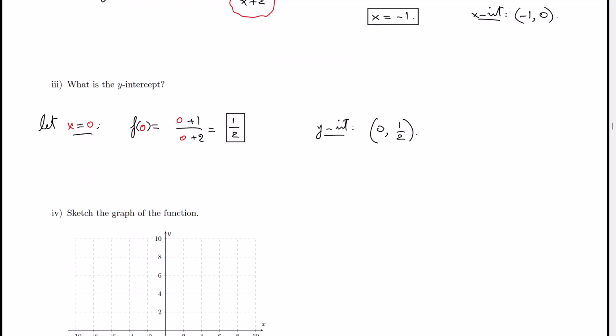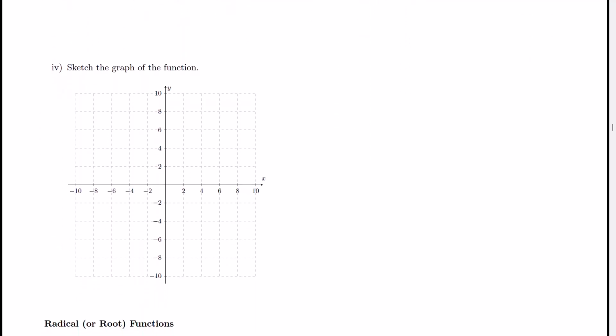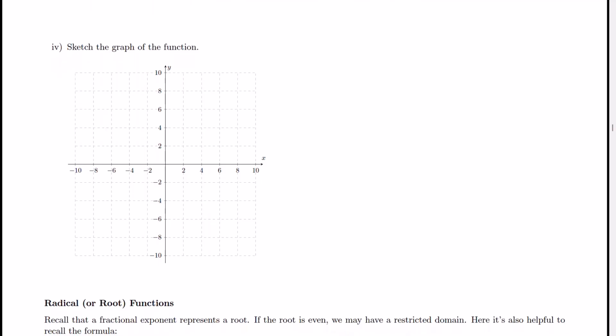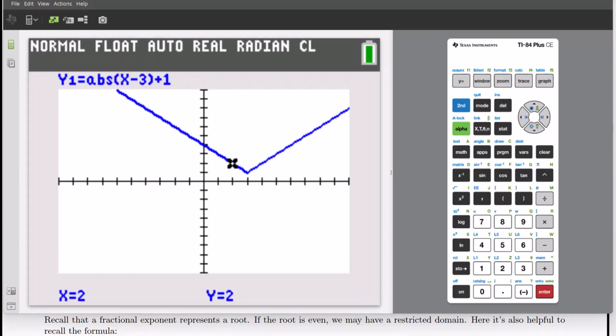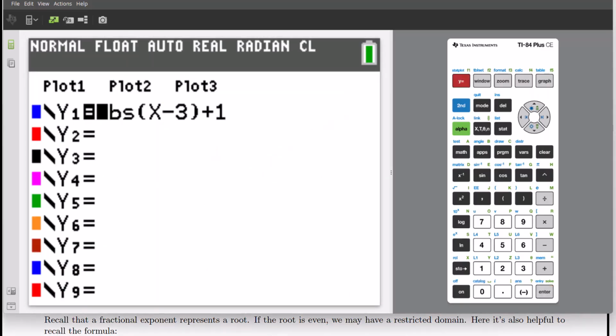Okay, lastly, we want to graph this function f of x, and graphing this by hand is going to be very difficult. So again, we'll use the TI calculator to get the graph. So let's go and do that. On my calculator screen, I still see the absolute value function that we graphed in the previous example. So let's get rid of it. We're going to click on the y, and we're going to clear the first line.